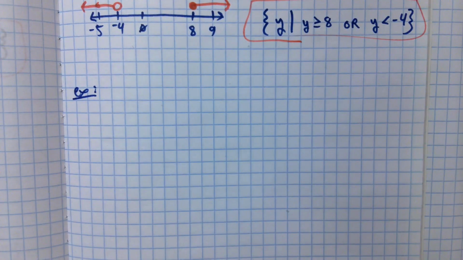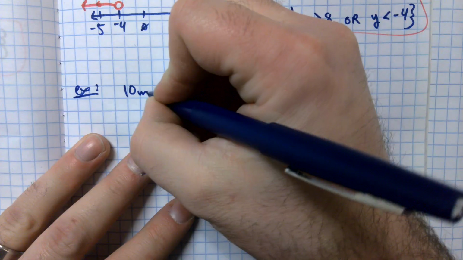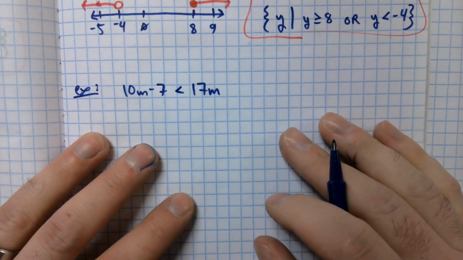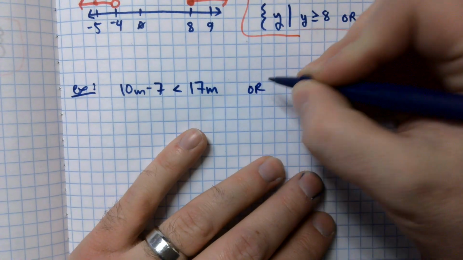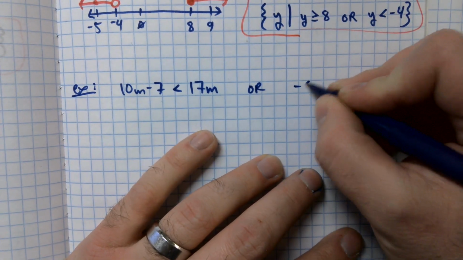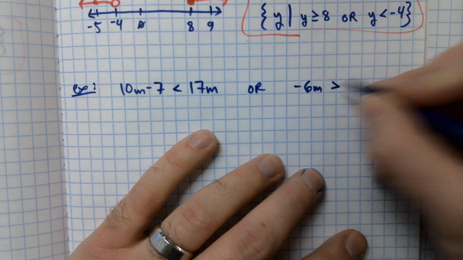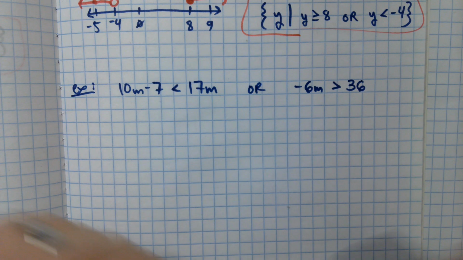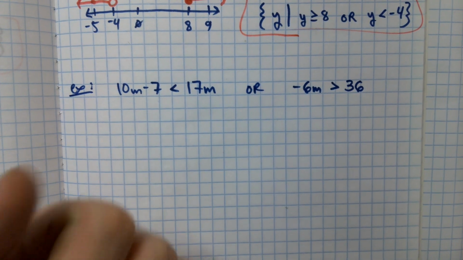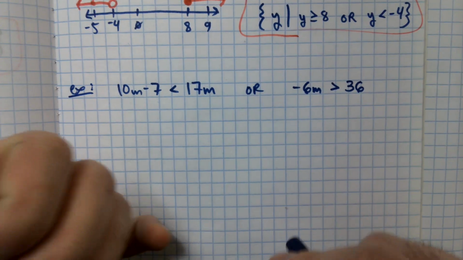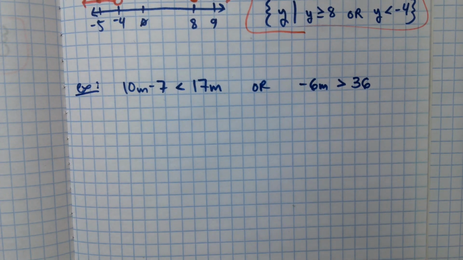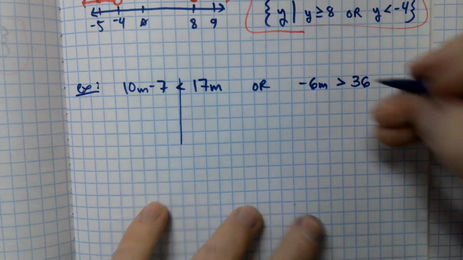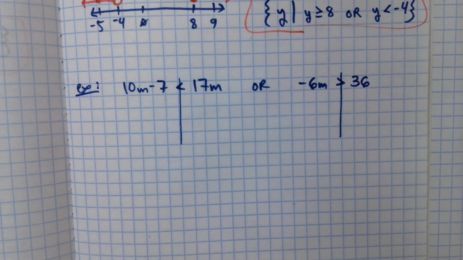Let's try this one. 10m minus 7 is less than 17m, or negative 6m is greater than 36. Yeah, give it a try on your own. Should be able to get through it.